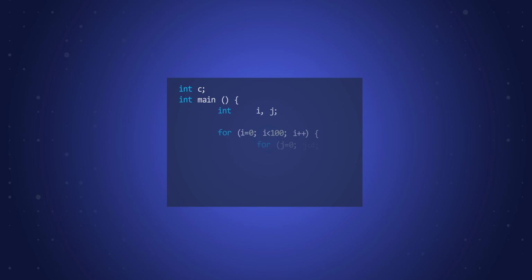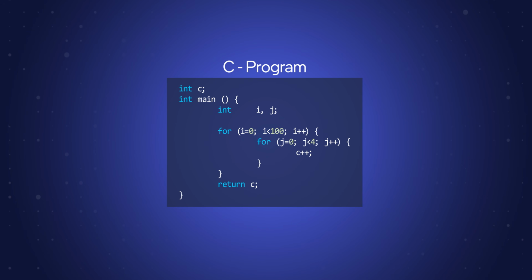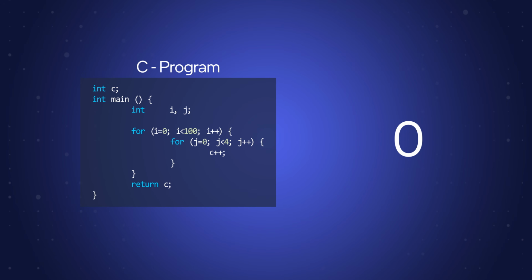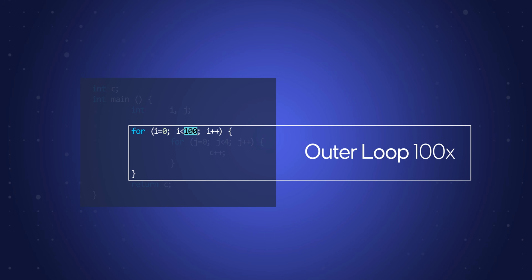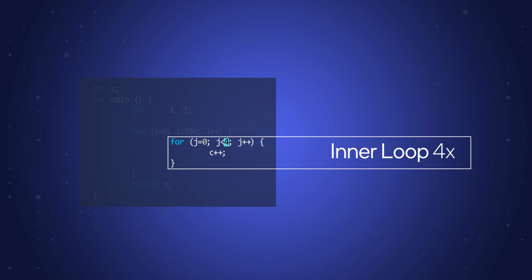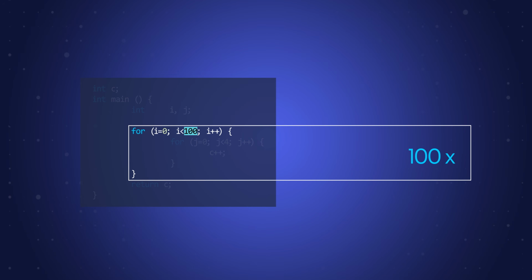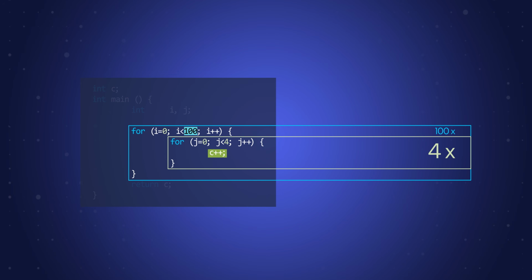Okay, so let's look at some simple code to explain how speculation works. Here we have a very small, simple C program. All we're doing is counting to 400. And the way we do this is we have two loops. We have an outer loop that loops 100 times, and we have an inner loop that loops 4 times. And every time we get into the inner loop, we increment this C variable. Since we loop 100 times on the outer times 4 on the inner, we increment 400 times.